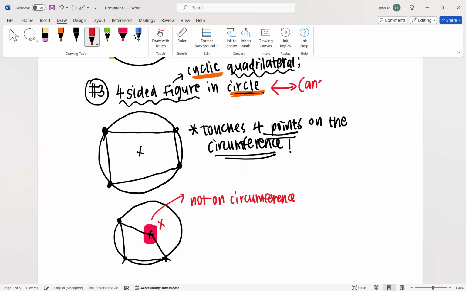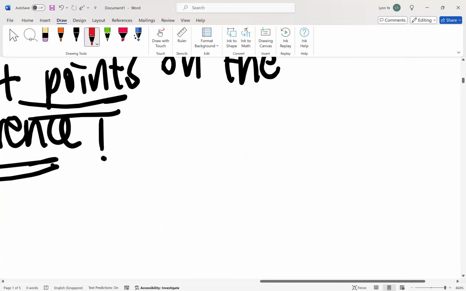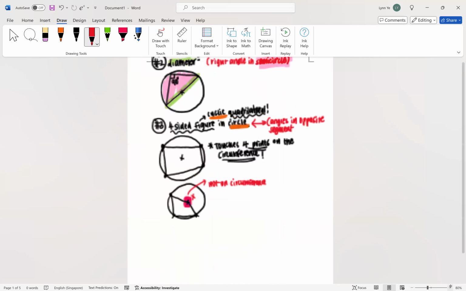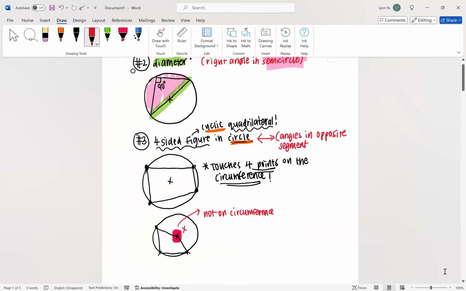So whenever you have a four-sided figure in a circle, we use this property called angles in opposite segment. Now, some school teachers are very particular. They don't want you to just write angles in opposite segment. They want you to write the full reason: angles in opposite segment are supplementary.